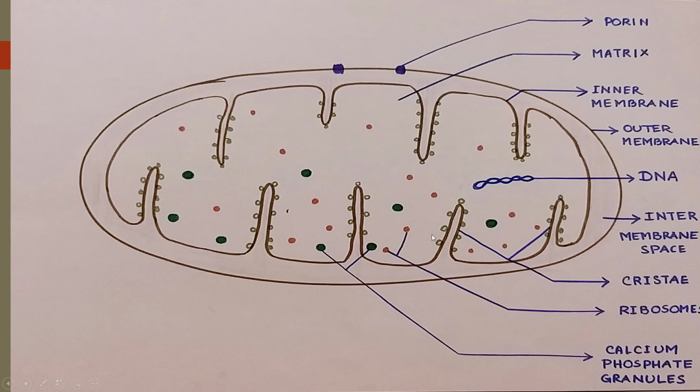Okay, the cristae are studded with ATP synthase. These are the ones which form ATP, which we will look in the next diagram. These are calcium phosphate granules. These are ribosomes, and this is the DNA which mitochondria have. They have their own DNA, right?